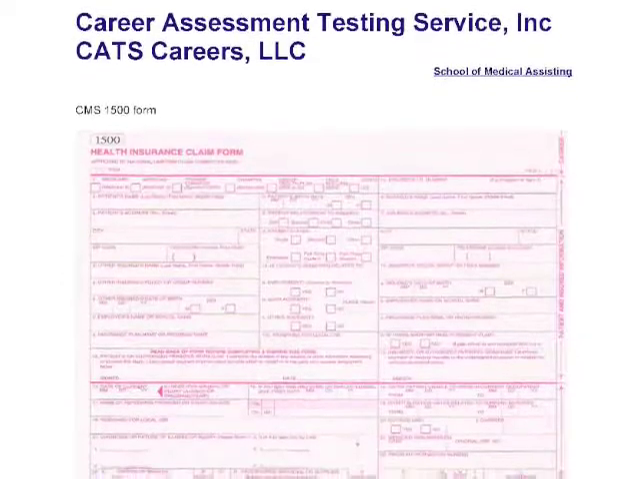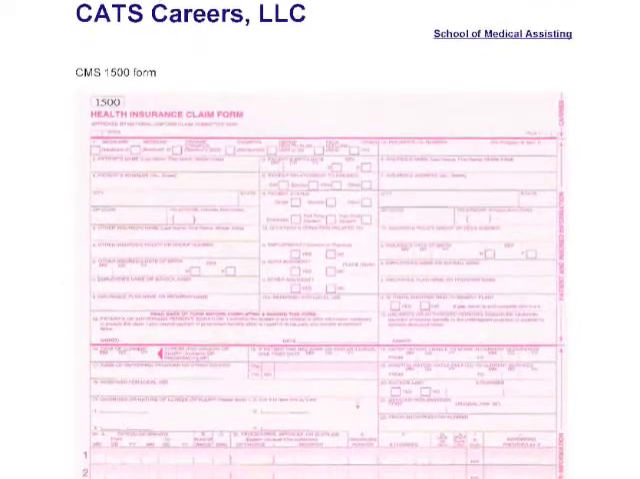This is a copy of a CMS 1500 form. It used to be called a HCFA, HCFA 1500 form. The Center for Medicaid and Medicare Services actually determines what the forms are, and they regulate the forms for us.